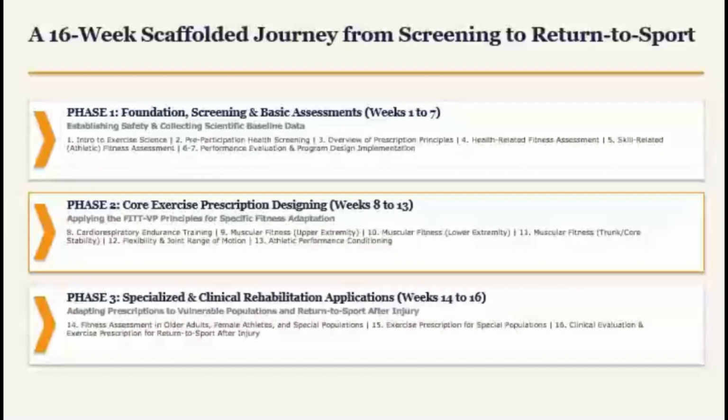Crucially, in week 16, they tackle clinical evaluation and athletic conditioning for return to sport after musculoskeletal injury, bridging biological recovery with active performance. Let us examine how our classroom hours are structured to facilitate this complex learning.